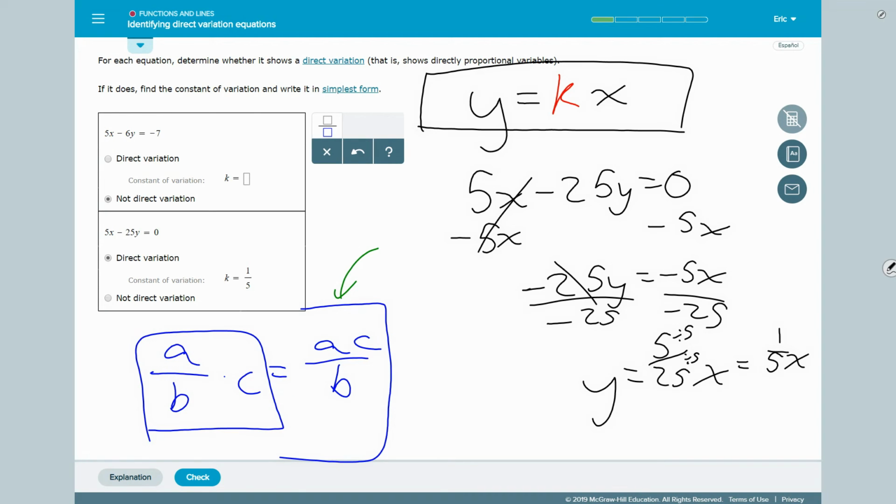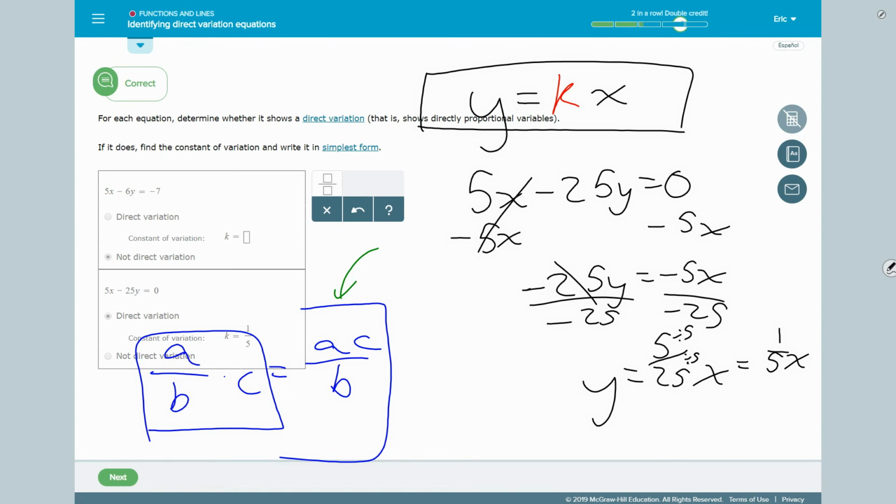So note that the first one is not a direct variation because of the addition of another number, and the second one is because it's just x times some number. And so if you understand what the equation of direct variation is, which is y equals x times some number k, probably this won't be too difficult for you. Just remember that a direct variation does not have any addition or subtraction once you solve for y. And that's all for this one.